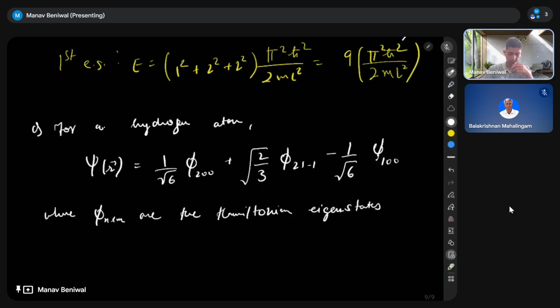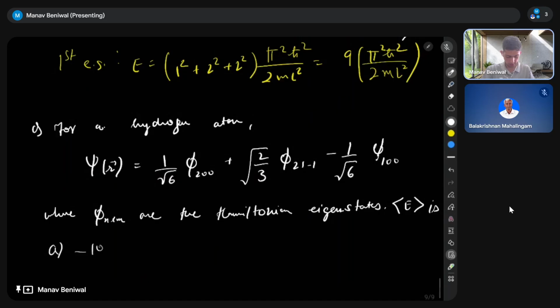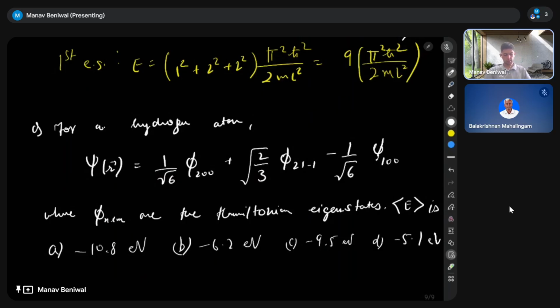Okay, so this is the standard notation, and now we are asked the expectation value of the energy E is, and our options are A, minus 10.8 EV, B, minus 6.2 EV, C, minus 9.5 EV, or D, minus 5.1 EV.